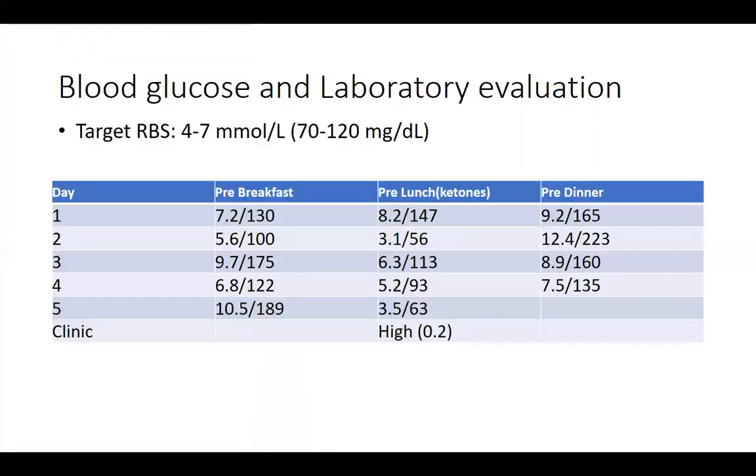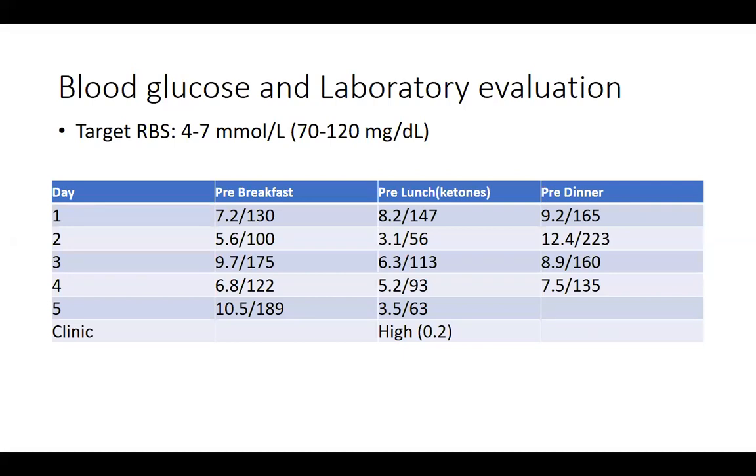So what did I ask him for? His blood sugar readings. The target blood sugar is 4 to 7 millimoles per liter. So I'm going to take you a few steps back. When I get my blood sugar readings, because I usually want them to write it down as pre-breakfast, pre-lunch, and pre-dinner, the first thing I look for is the low blood sugar, because I want them to understand. So I went, and yes, indeed, he did have low blood sugars. On day 2, pre-lunch, his low blood sugar was 3.1. Then again, on day 5, pre-lunch, the low blood sugar was 3.5 again. So he had 2 times when the sugar was low.